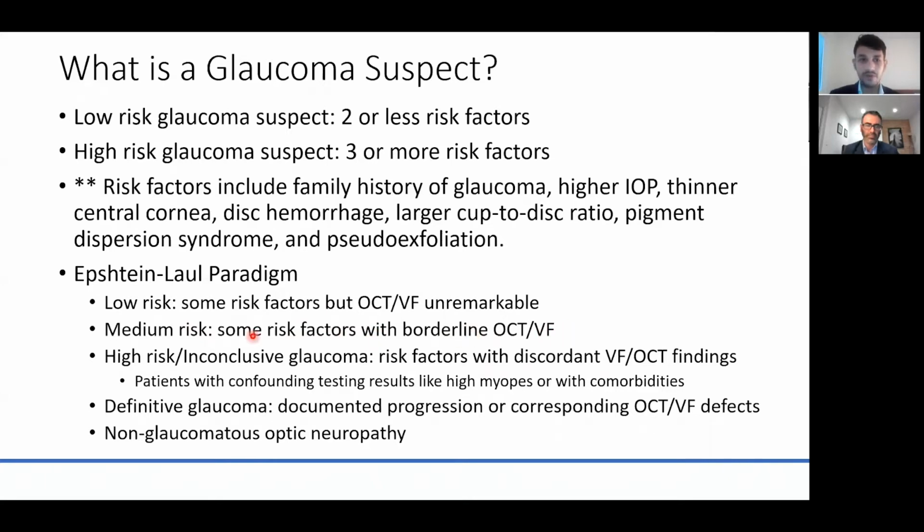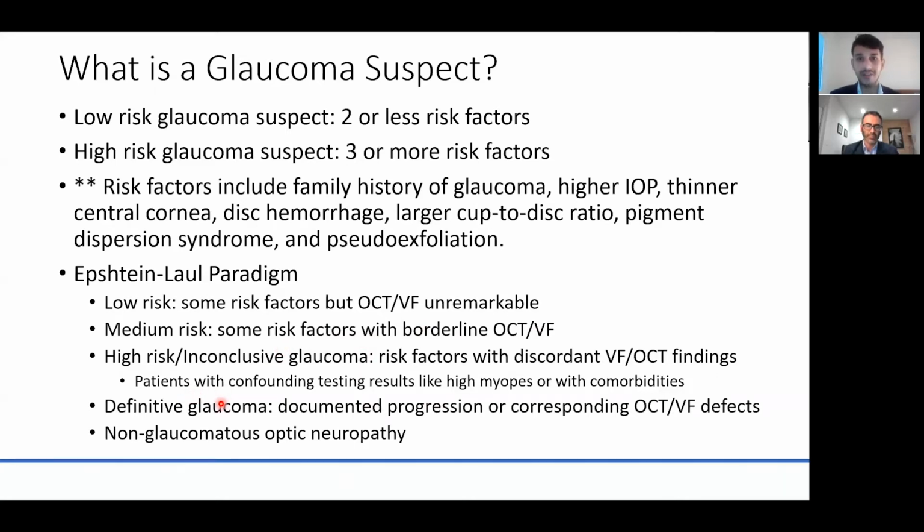And then we have high-risk or inconclusive glaucoma patients. So these are the patients that have significant risk factors, and maybe they have discordant visual field and OCT findings, or maybe they have something else that's confounding your test results, like high myopia or other comorbidities. So it's actually pretty hard to tell if these patients have glaucoma. And then, of course, we have the patients with definitive glaucoma.